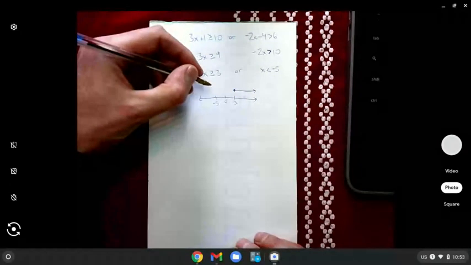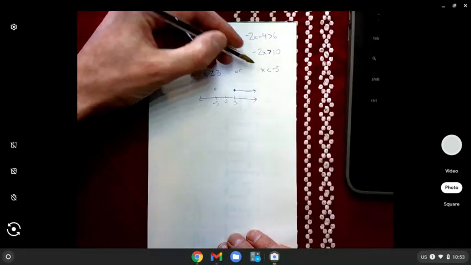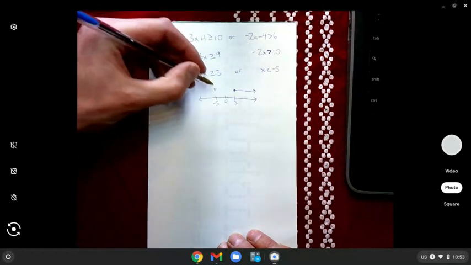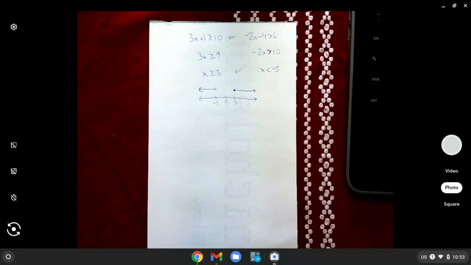Or x could be less than negative 5. Not equal to negative 5, though. So I could be like negative 5.000001, and that would work. But I could never quite get to negative 5. And x is less than negative 5, that will work. So anything down to negative infinity.